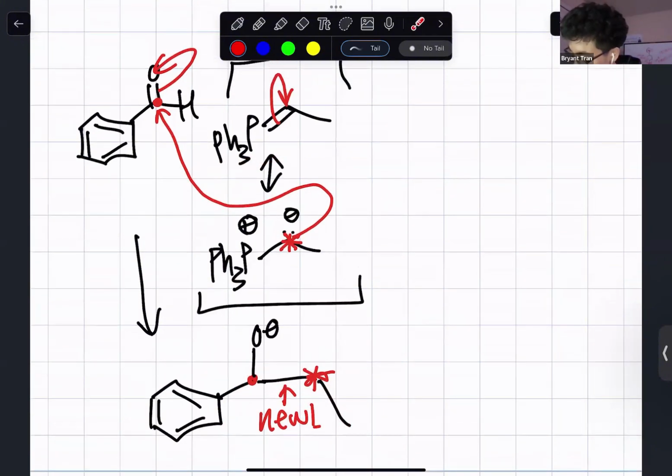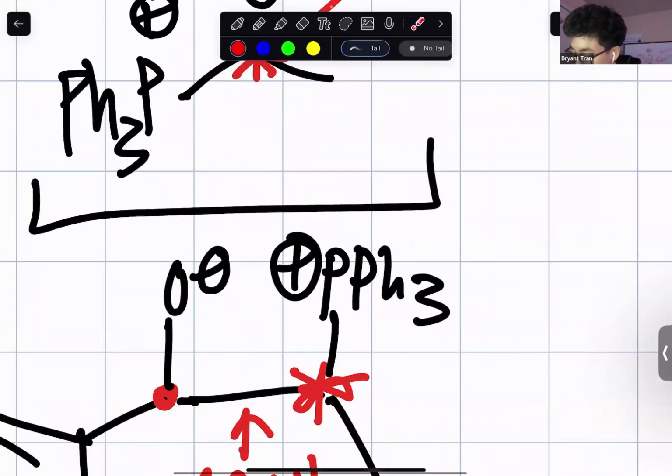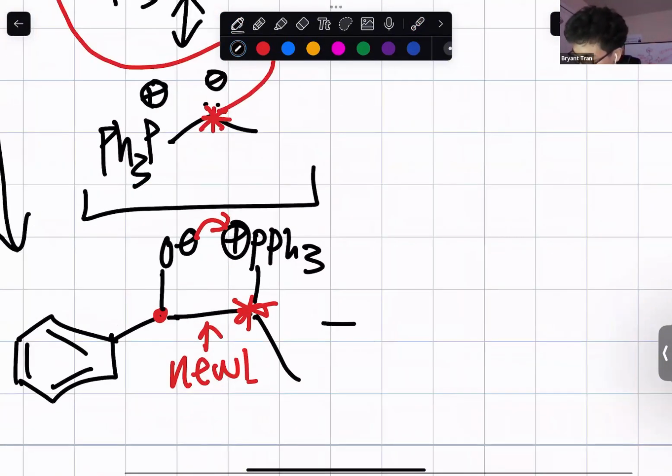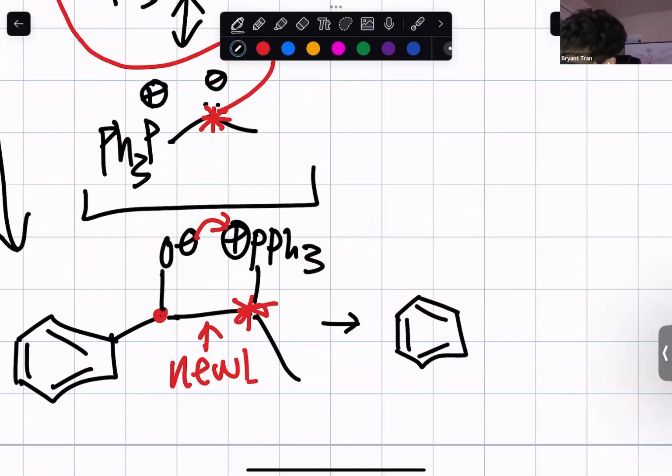Right, and then this starred carbon here is also attached to this triphenylphosphorus group with the positive charge right there. Okay, and I'm drawing it in this form to show that this O- here is attracted to this positively charged phosphorus because opposite charges attract. So this O- here is just going to attack that phosphorus to form this cyclic ring here, this 4-membered cyclic ring where we have oxygen and phosphorus as part of that 4-membered ring like that.